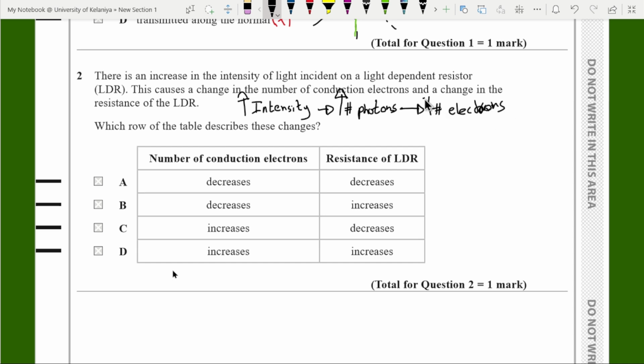Then what will happen if the number of conduction electrons is increased? Then probably the resistance will decrease. So in this case, what we have to consider is that the resistance is decreasing and the number of electrons is increasing. So the answer should be which one? C.